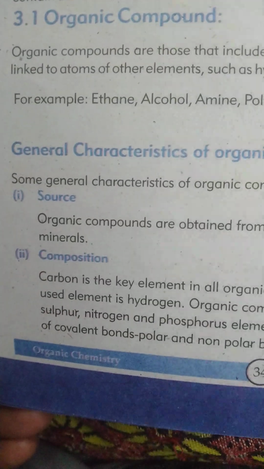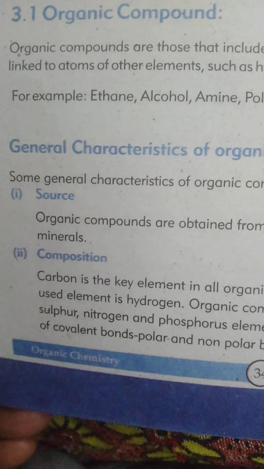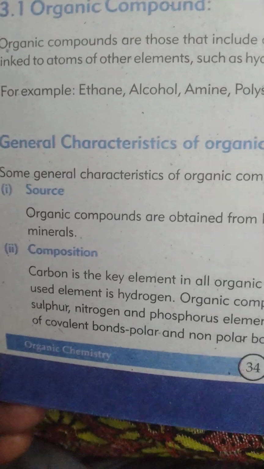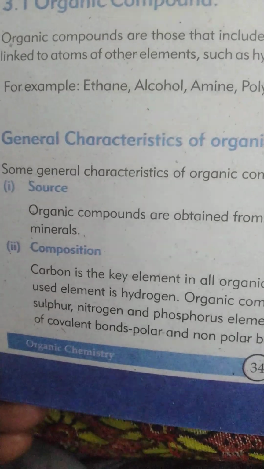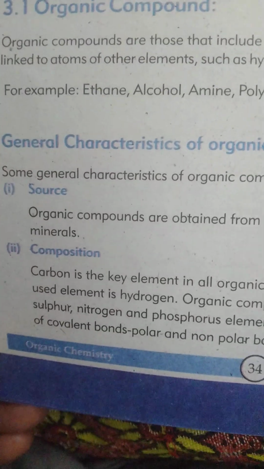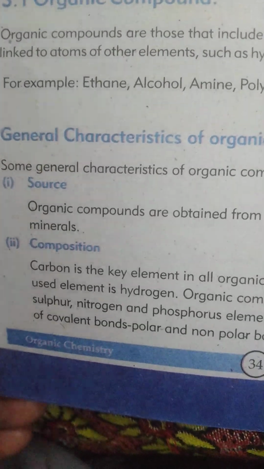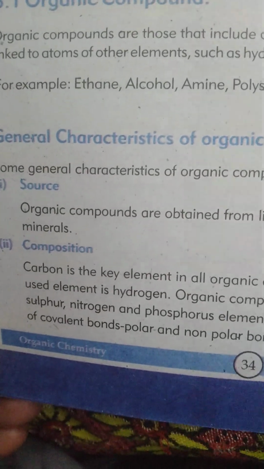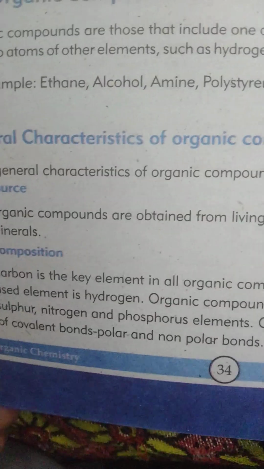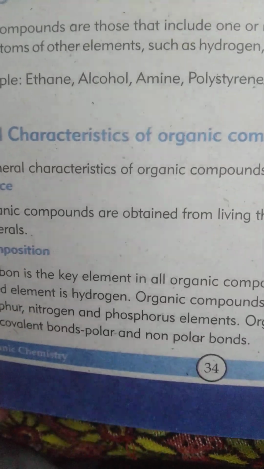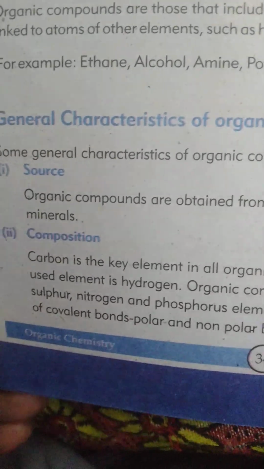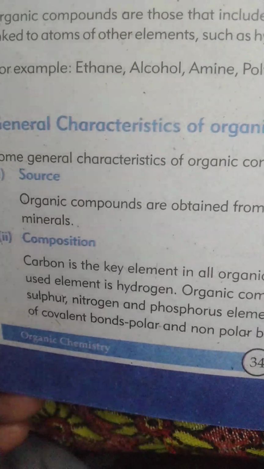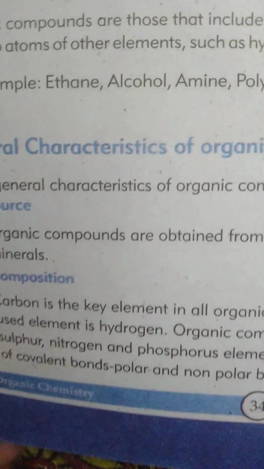What are organic compounds? Organic compounds are those in which carbon atoms are covalently bonded with other elements. Mostly you have seen hydrogen, but oxygen and nitrogen are also present. Their examples are ethane, alcohol, amine, polystyrene, chloroform, and so on.